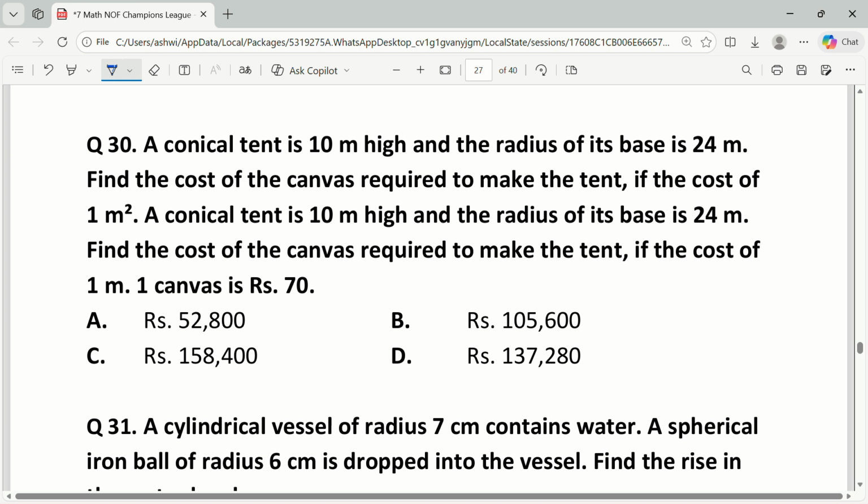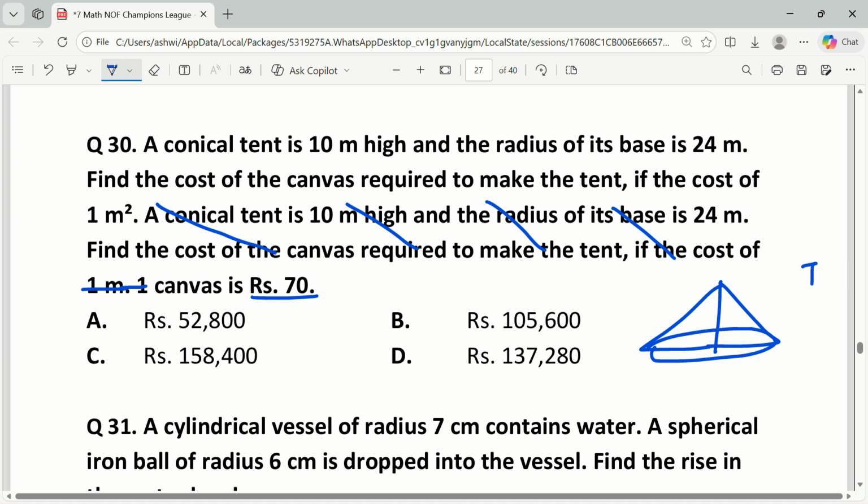Question 30. If a conical tent is 10 meters high and the radius of its base is 24 meters, find the cost of the canvas required to make the tent if the cost of 1 meter square is rupees 70. The question is asking us to find the cost of canvas required to cover a conical tent whose height is 10 meters and base radius is 24 meters, and the cost of canvas is rupees 70 per meter square.